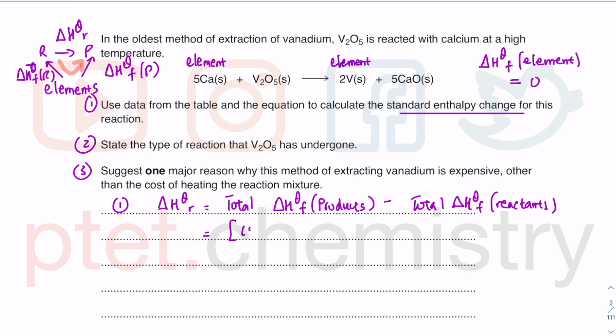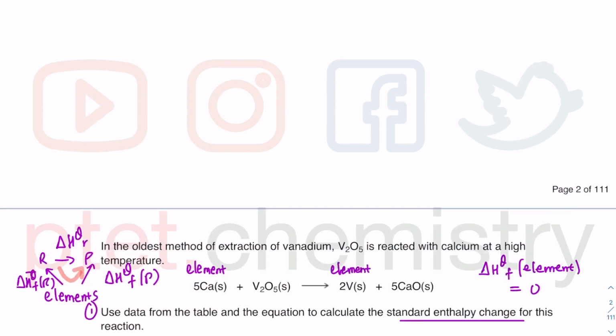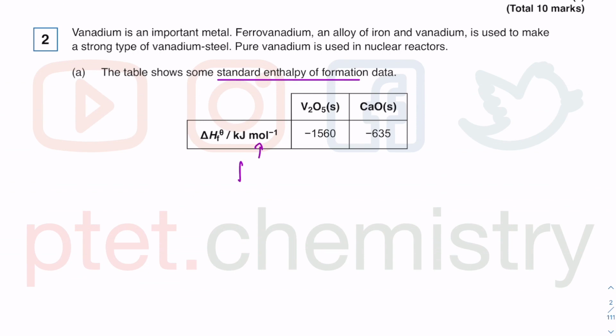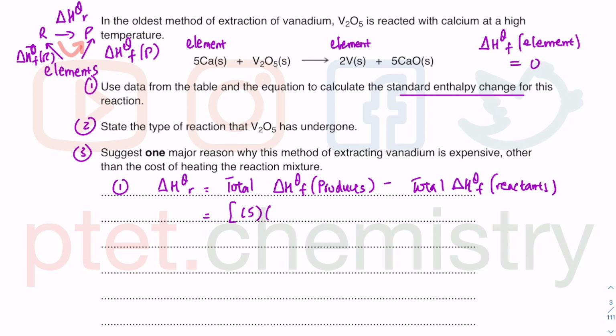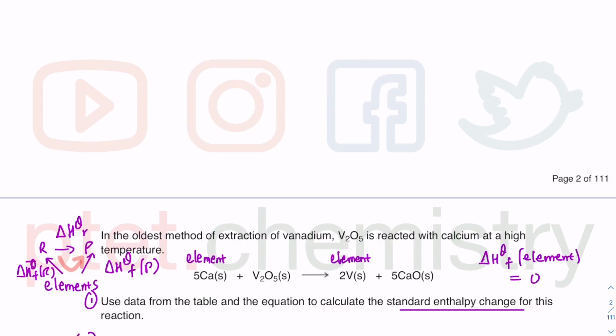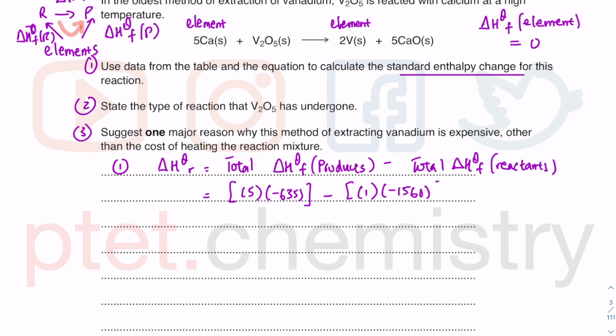So we have 5 moles of calcium oxide. Because this is kilojoule per mole, this is for forming 1 mole of the substance from its elements in standard state under standard conditions. So minus 635 for the calcium oxide, multiplied by 5, that's for the product side. And for the reactant side, I have 1 of the V2O5, that is minus 1560. Pressing that onto the calculator: 5 times negative 635 minus negative 1560. Be very careful with the double negative there. Always use bracket, sign, value, and unit for the enthalpy change.